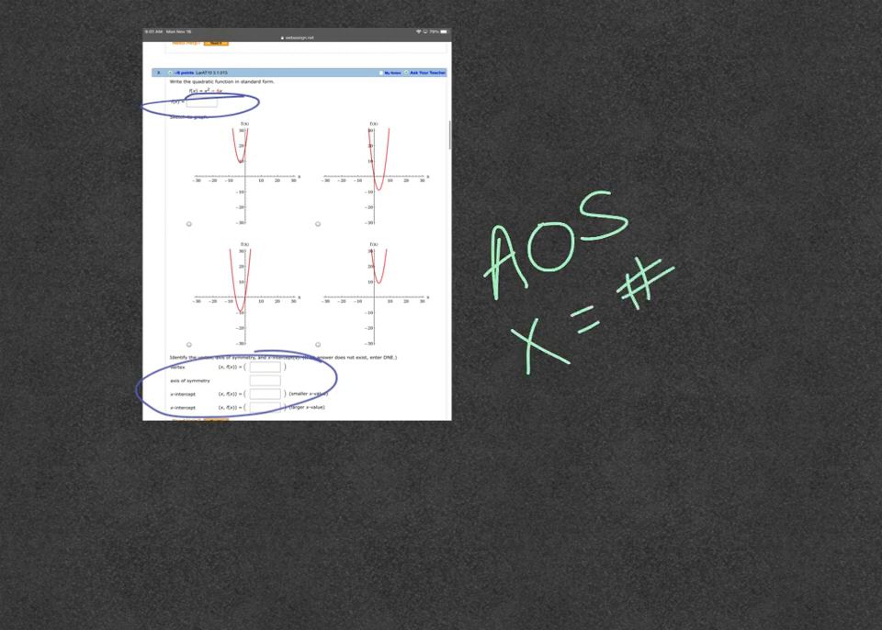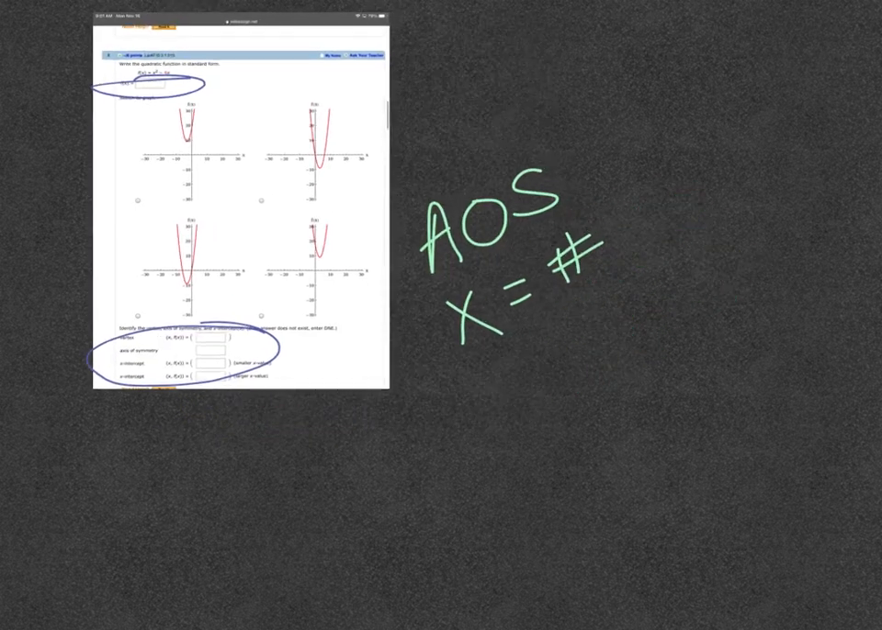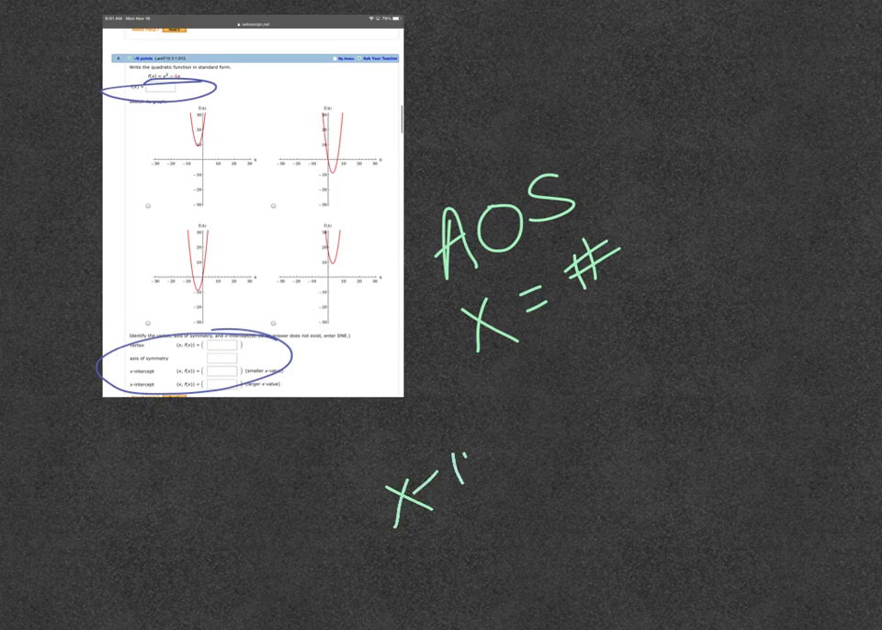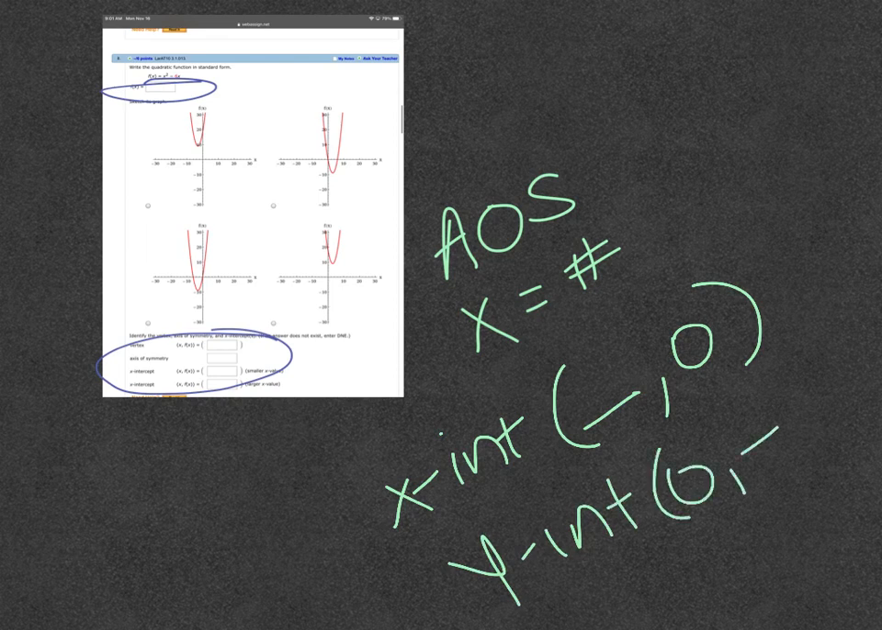Also remember that the axis of symmetry has to be an x equals. So whatever x equals h, it has to be x equals, not just the number. And the x-intercepts and the y-intercepts have to be in coordinate point form. So the x-intercept is going to be a number, comma, 0. The y-intercept is going to be 0, comma, a number. Okay? Otherwise it will mark it wrong for format.